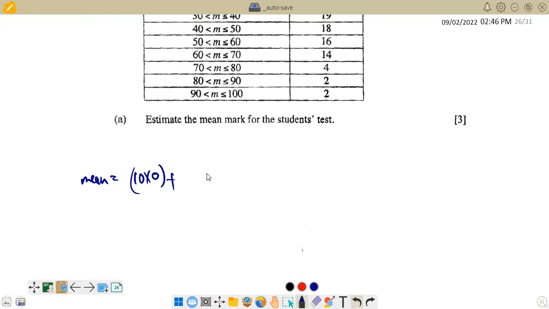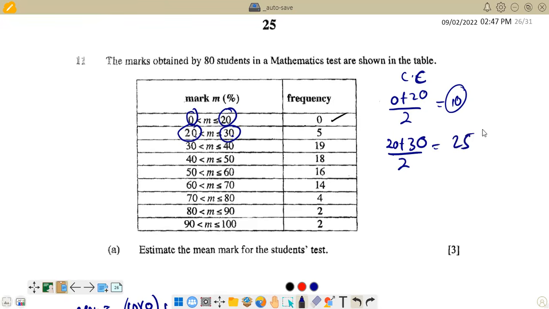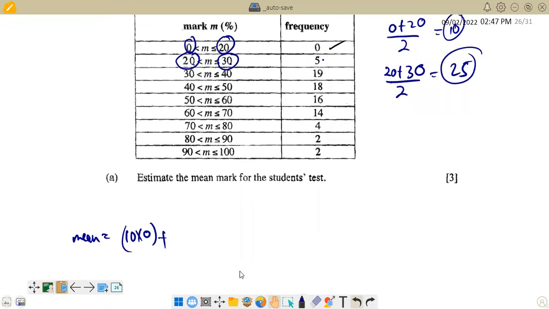Plus, we move on to the second class, which is 20 to 30. We are now at this class of 20 to 30. You do the same: add the values, 20 plus 30 divided by 2, and you obtain 25. Then you multiply by the corresponding frequency, which is 5. So this one is 25 times 5, and you have plus 25 times 5.